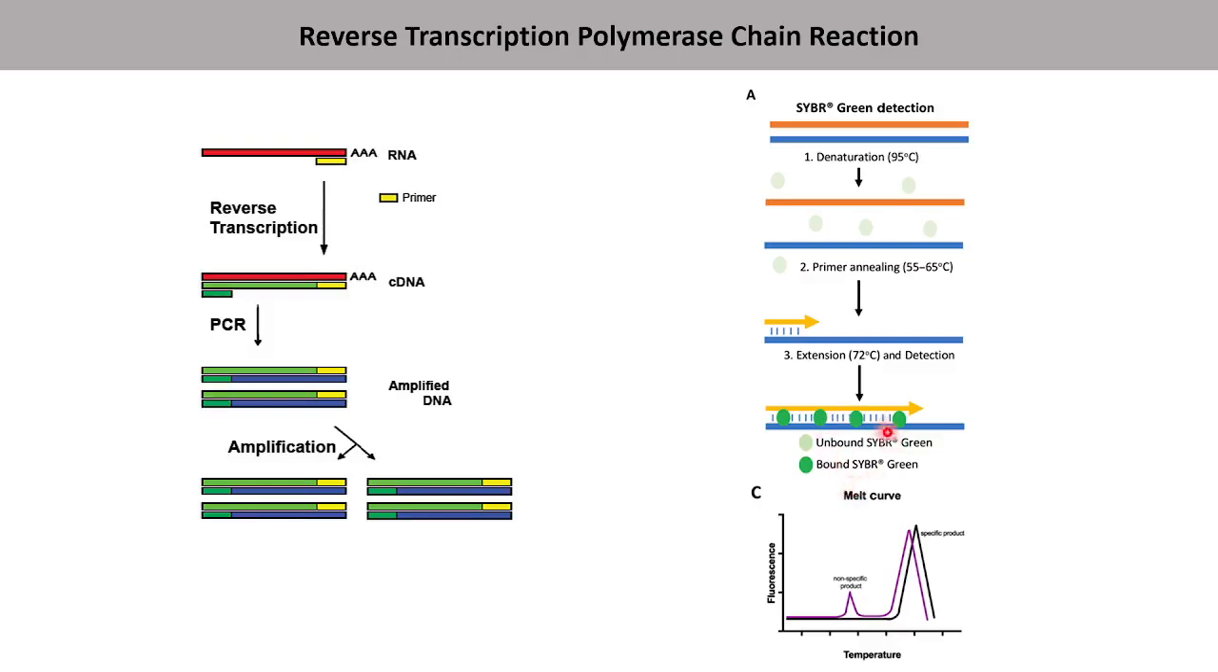So SYBR gets bound to this DNA, and the more product that is produced at the end of every cycle, the more and more SYBR will get bound, and the more fluorescence it will produce. That is how, at the end of the RT-PCR cycles, we know that more product is produced, and therefore we can go back to relating that the gene was expressed more.